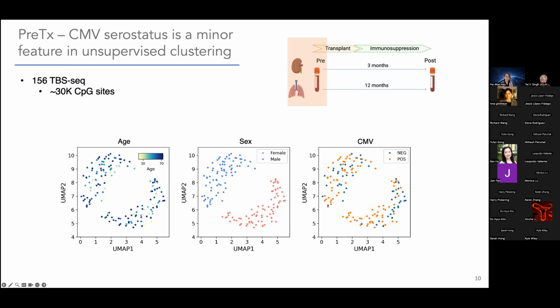But among this female cohort, you can see there's a slight correlation across the UMAP1 axis, with CMV negative patients going to the right, but CMV positive patients more clustered to the left across this axis. So this tells us there might be a minor or subtle correlation between methylation and CMV serostatus. It might not be as prominent as the other traits, but it is there.